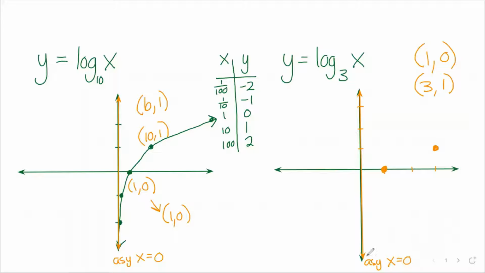And so we know that this graph is going to start along that axis, go up, and kind of curve down that way. And that would be our graph of y equals log base 3 of x.